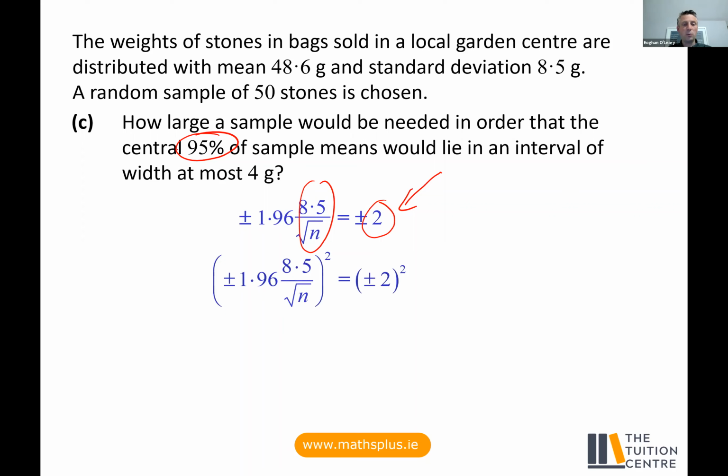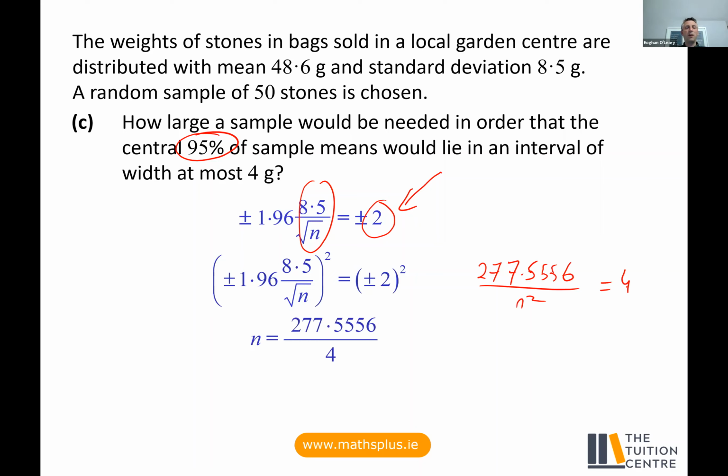First thing here, I'm going to square both sides. That will get rid of the square root of n. I'll obviously just have n. So I'm going to have 1.96 squared, and I'm going to be multiplying that by my 8.5 squared. And that's going to give me 277.5556 over n is equal to 4.